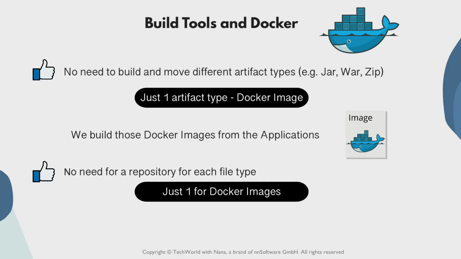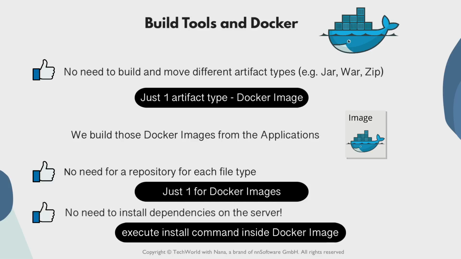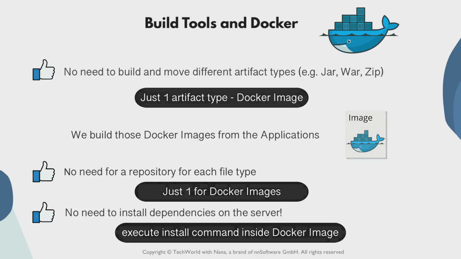Another advantage is also that you don't need to move multiple files around to get them to server, like tar file and package.json or config file. No need to even zip the code. You can simply copy everything into Docker image file system and then run it from the Docker image. Additional advantage is, again, you don't need to install dependencies directly on the server. You can execute the install command inside the Docker image. So when the Docker container starts, based on that image, the npm install will be executed.